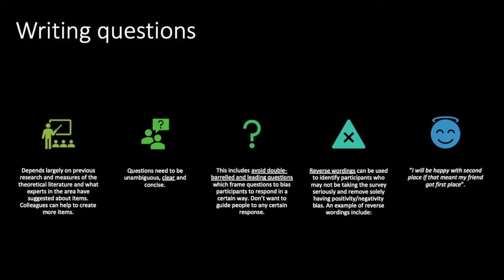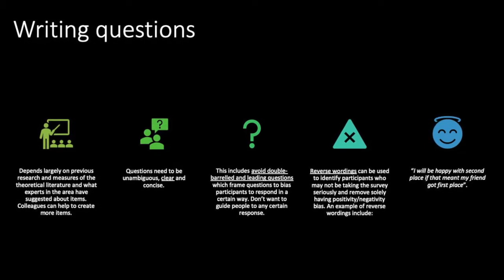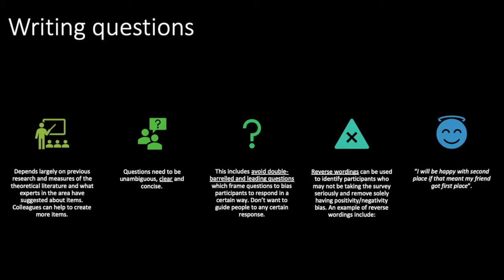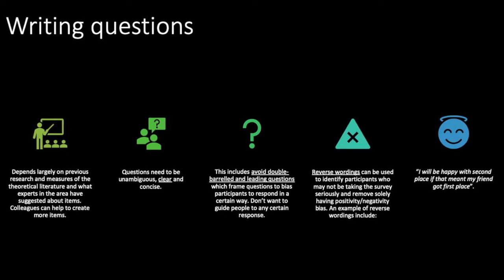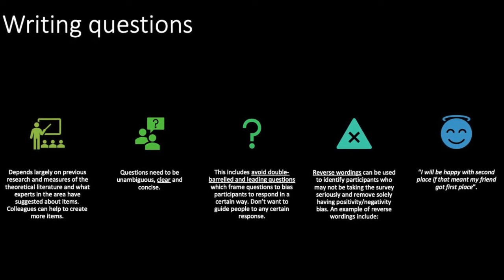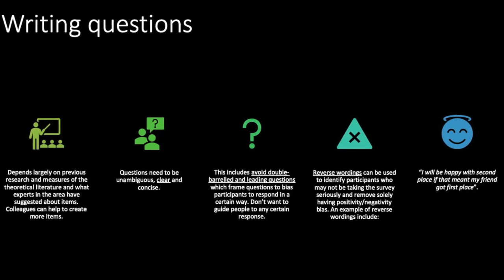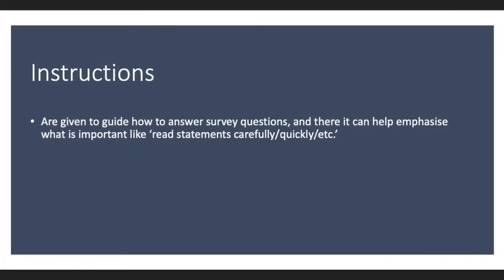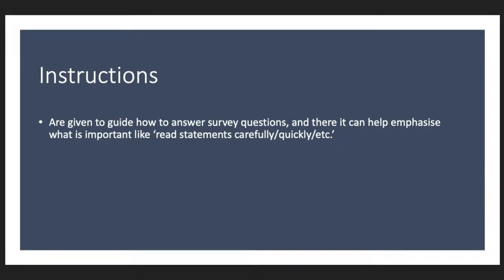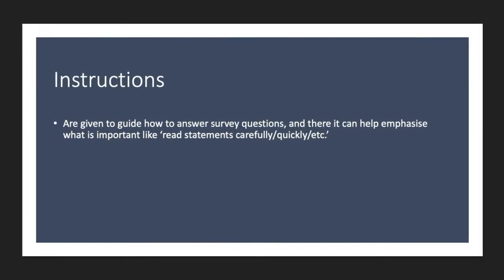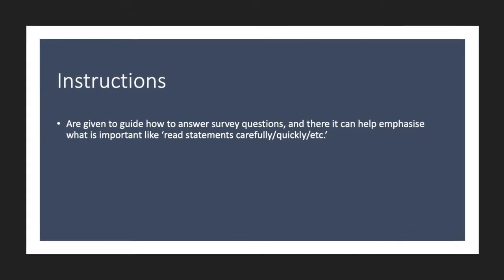Reverse wording can be used to identify participants who may not be taking the survey seriously and remove solely having either positive or negative biases. An example of reverse wording is, I will be happy with second place if that meant my friends got first place. Instructions are given to guide how to answer survey questions, and they can help emphasize what is important, for example, read statements carefully or read statements quickly, etc.